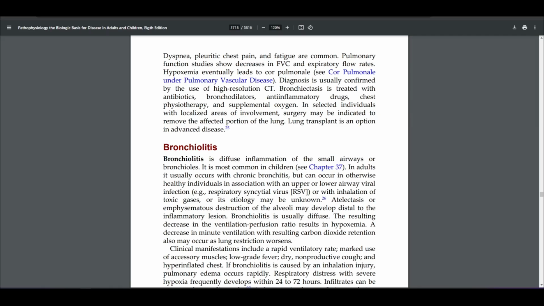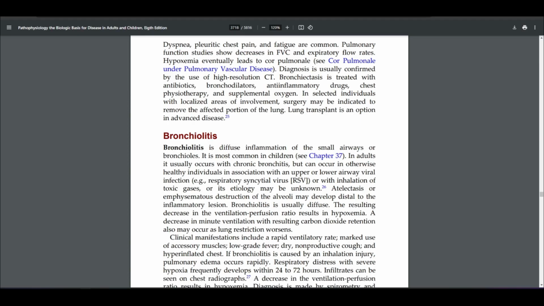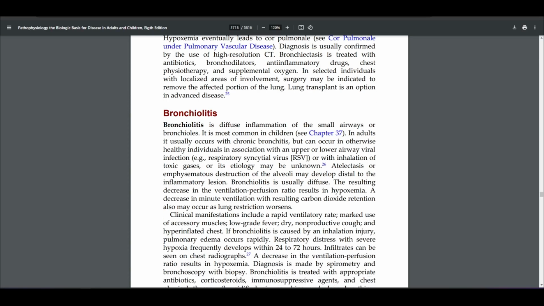Pulmonary function studies show a decrease in FVC and expiratory flow rates. Hypoxemia eventually leads to cor pulmonale. Diagnosis is usually confirmed by the use of a high-resolution CAT scan. Bronchiectasis is treated with antibiotics, bronchodilators, anti-inflammatory drugs, chest physiotherapy, and supplemental oxygen. In selected individuals with localized areas of involvement, surgery may be indicated to remove the affected portion of the lung. A lung transplant is an option in advanced disease.